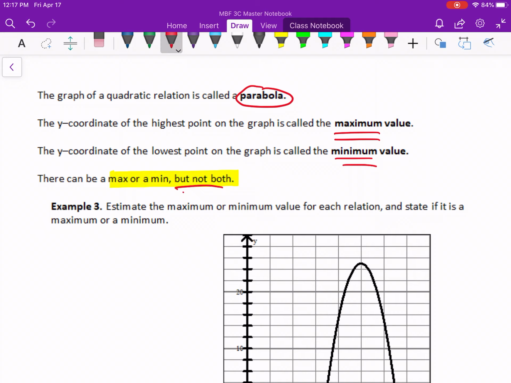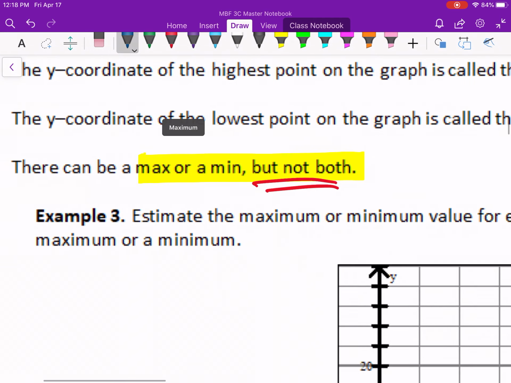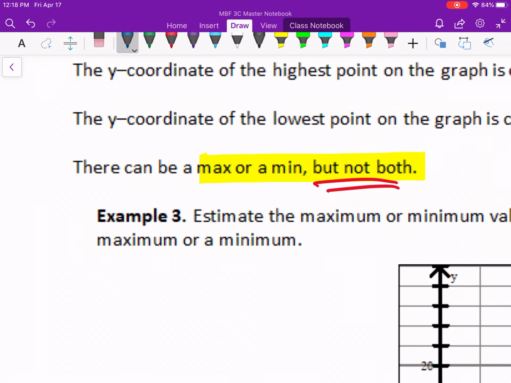You can't have both. In this picture you can see on the screen right now, there is a highest point. Here it is. This is the highest point up here. There is no lowest point. You may think that this is the lowest point or this is the lowest point, but it really isn't, because the graph keeps going downward. There should be arrows on the end here, in fact. These graphs keep going downward forever. There is no lowest point. So there is a highest point in this graph. If I had one that opened upwards, it would have a lowest point, but it wouldn't have a highest point. So that's what this part about being a max or a min but not both means. You can have one or the other.